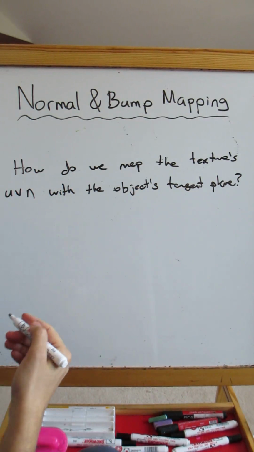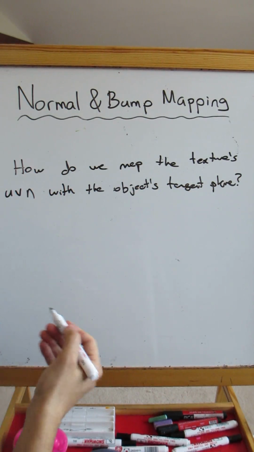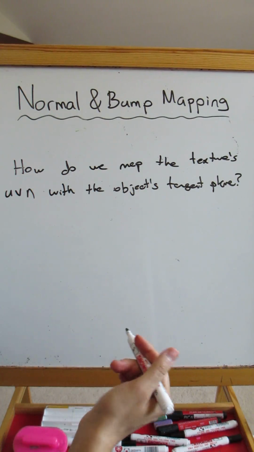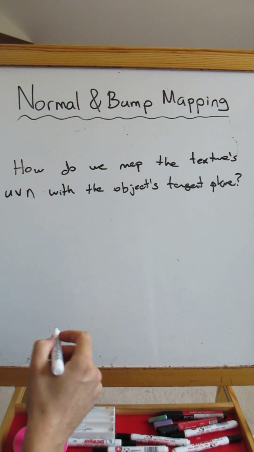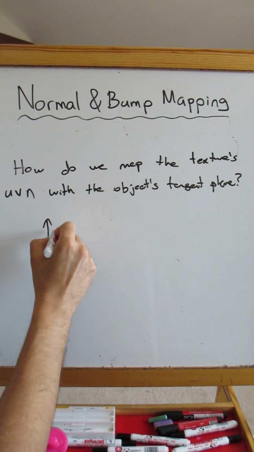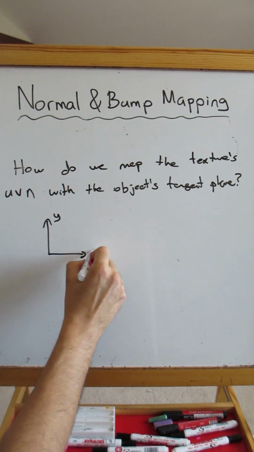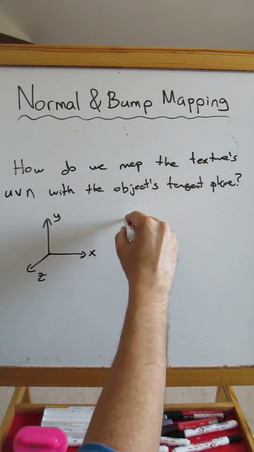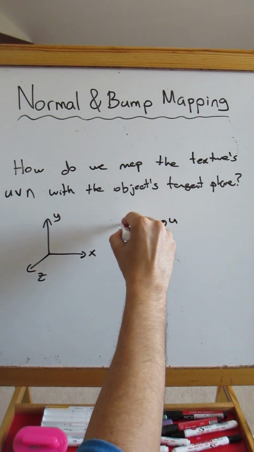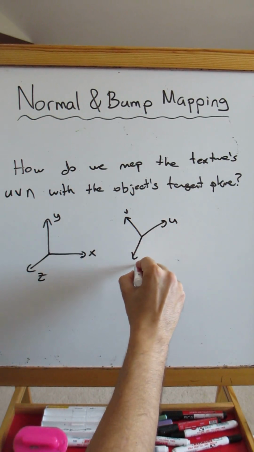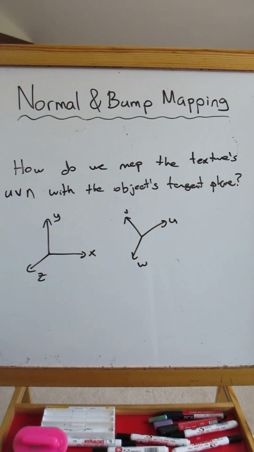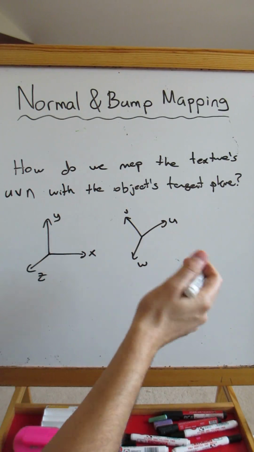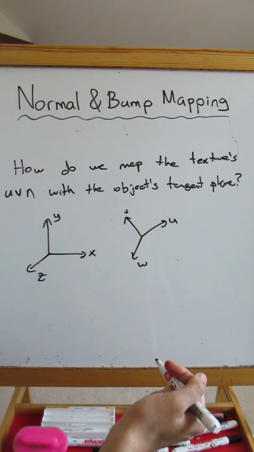Now, to answer this question, let's remember in computer graphics, previously we have learned about how we convert between different coordinate systems. Let's say we have an XYZ system and an arbitrary UVW coordinate system. This could be the world coordinate system, this could be the camera coordinate system.